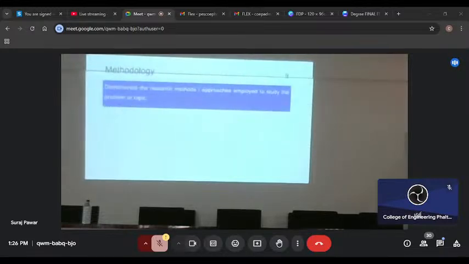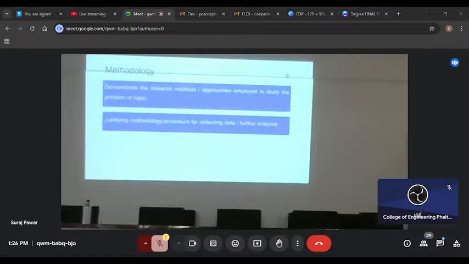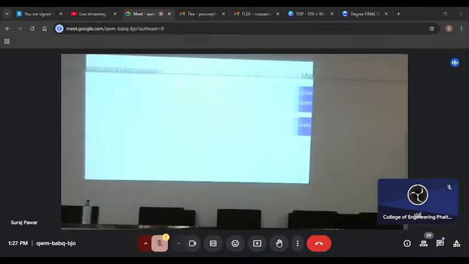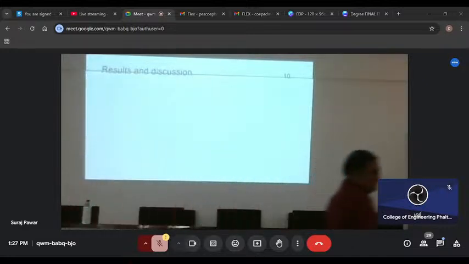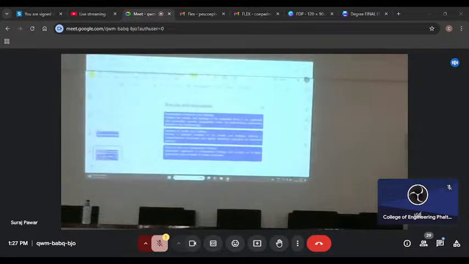Okay. Then methodology. So I have coupled material and method in the methodology. Demonstrate research methods, approaches employed to study the problem or topic. Justifying the methodology, the procedure for collecting data and further analysis. Right? So I will show you this paper so that you can get the idea.